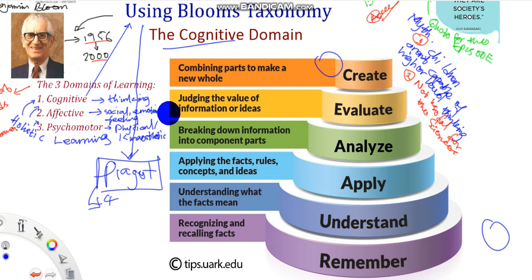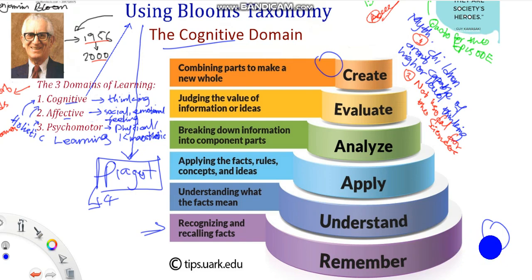In learning we measure cognition, thinking capacity; we measure the affective, the social, emotional feelings of the learners; and the psychomotor, the physical and kinesthetic, which is basically the skills-focused area of learning. So remembering simply means the ability to recognize and recall facts that they have learned. If you give a child a definition of something and they can recall that definition, then they have achieved this level of thinking.